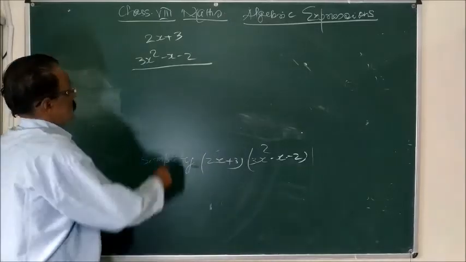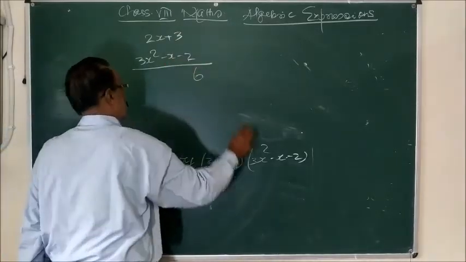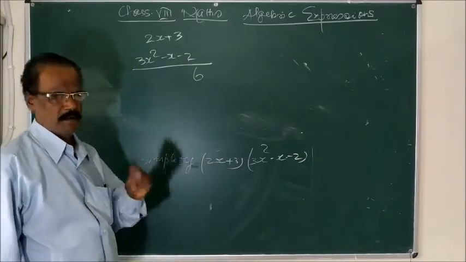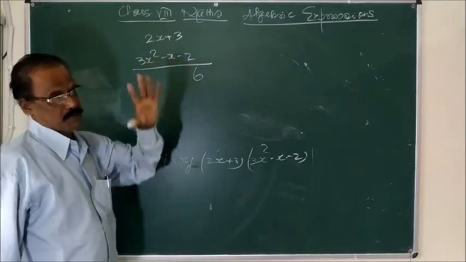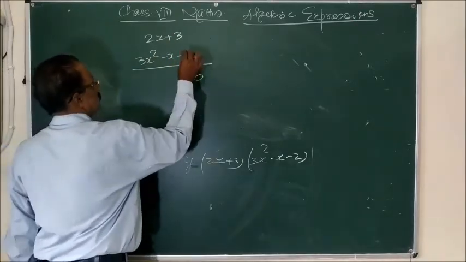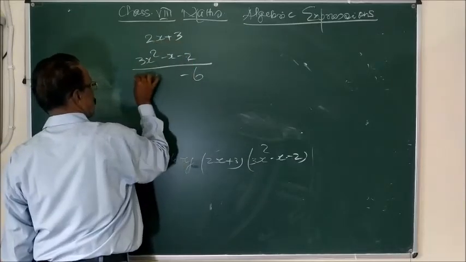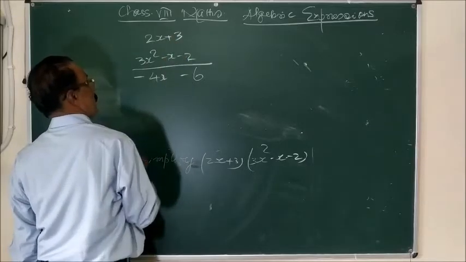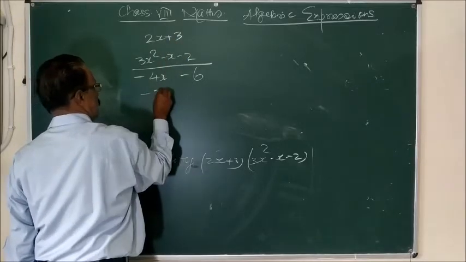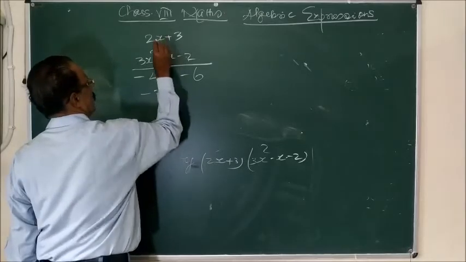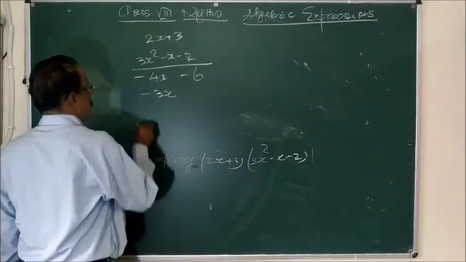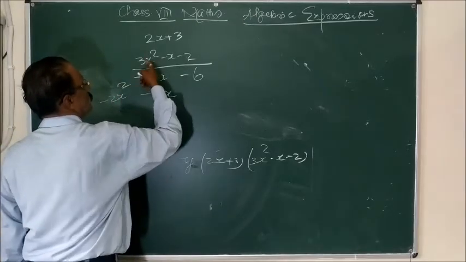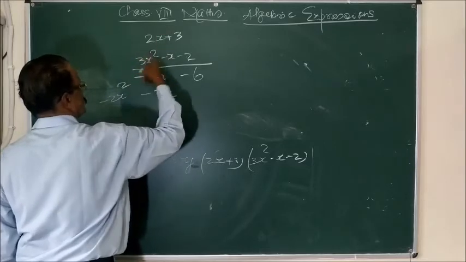Column method, minus 2 into 2. When we multiply two terms, either constant into constant, or constant into variable, or variable into variable, the rule of sign will be used. Minus plus minus. So minus 2 into 2, minus plus minus, 4x. Now you multiply by minus x. Minus x into 3, minus 3x, like terms. Minus x into plus 2x, minus 2x squared.